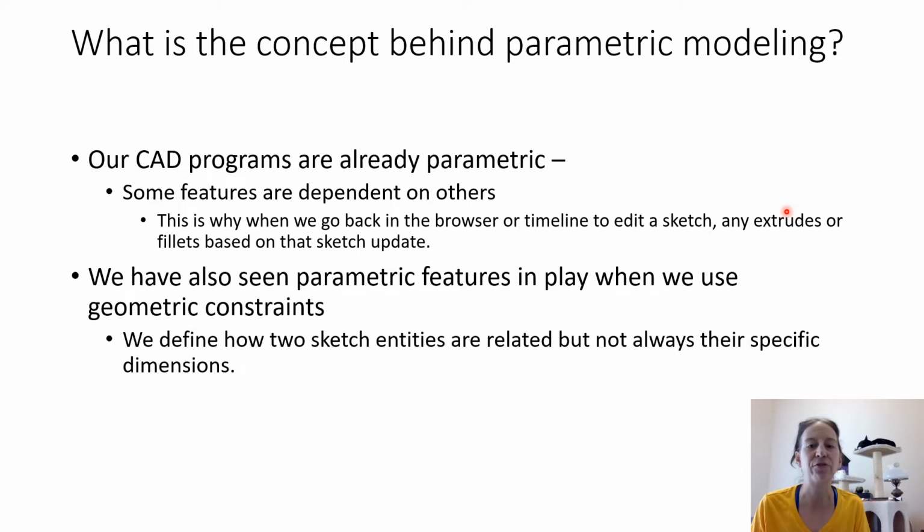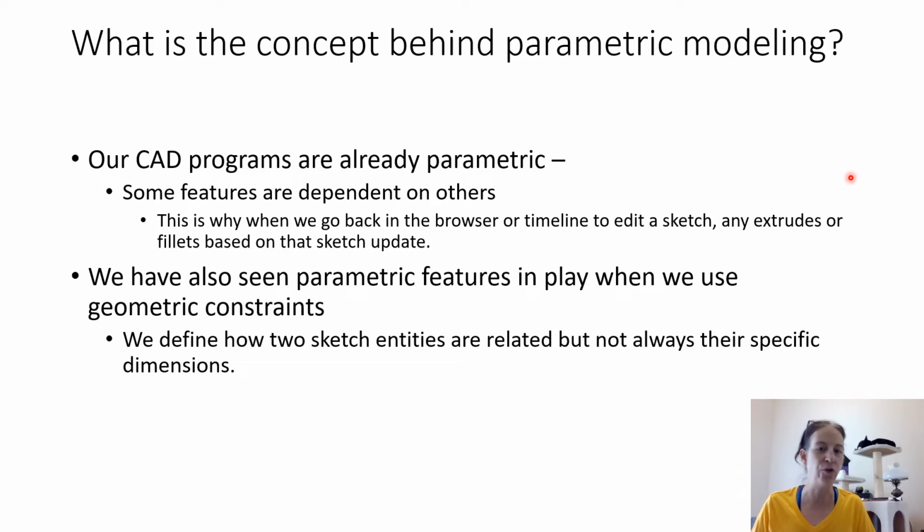So what is the concept behind parametric modeling? One of the goals of this lesson is to understand what parametric modeling is. Now, our CAD programs are already parametric. If that sounds a little bit familiar to you, it's probably because we've talked about this before. If you were to go back in the curriculum somewhere, we referenced the idea that Onshape, Fusion, Inventor, a lot of our CAD systems are already parametric. What that means is that some features are dependent on others. As you're going through your design, you use existing sketch entities or features or bodies to design the ones that come after it. This is why when we go back in the browser or the timeline to edit a sketch, any extrudes or fillets based on that sketch automatically update.